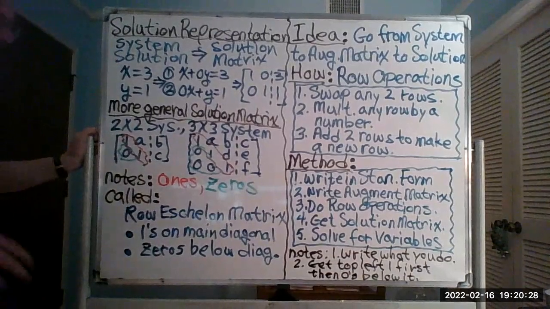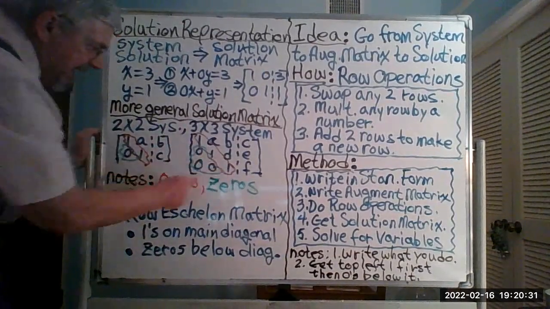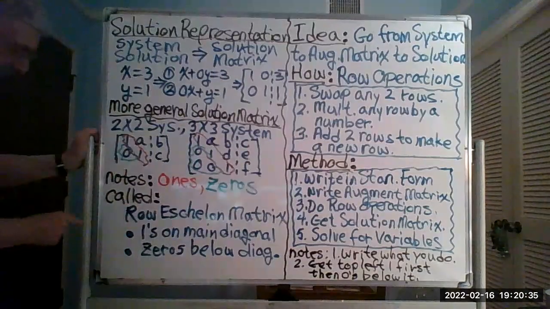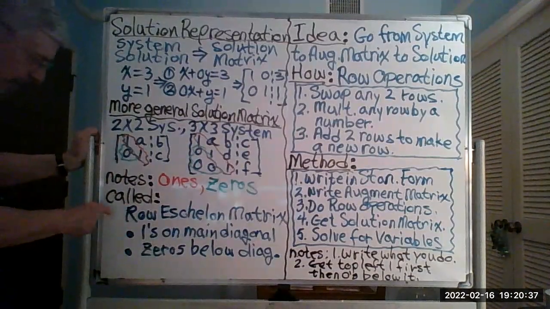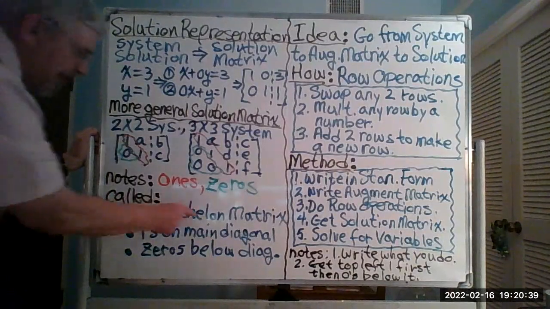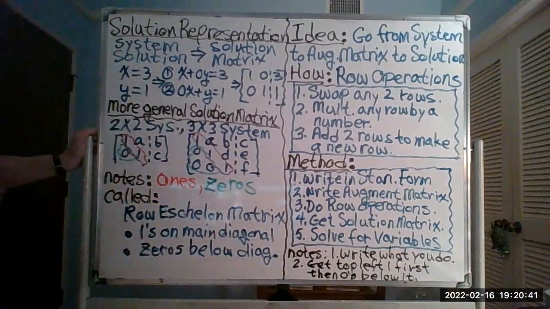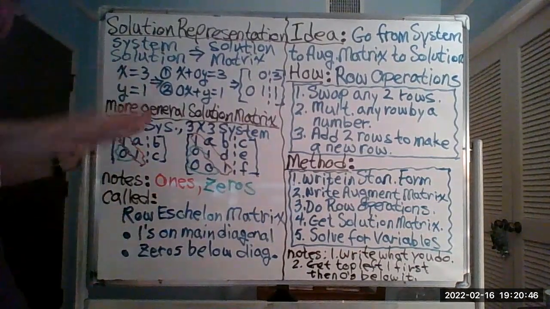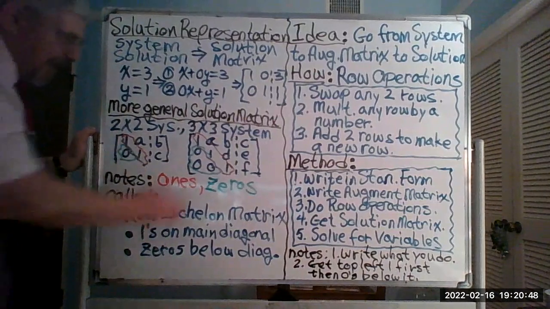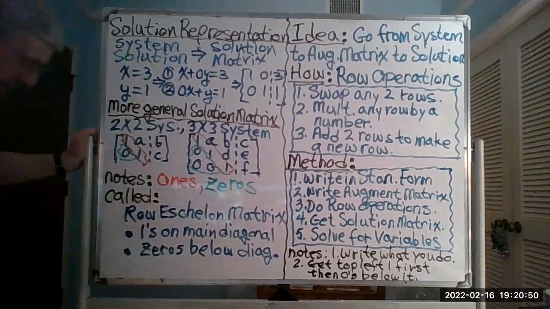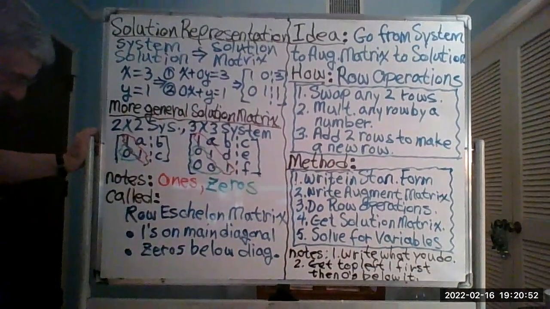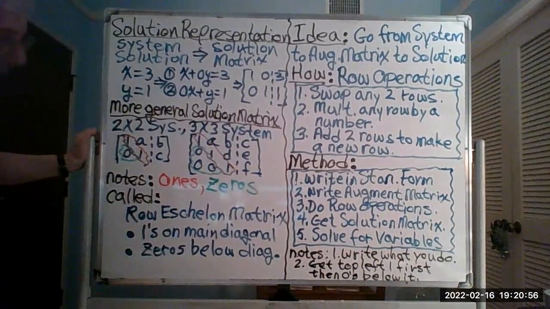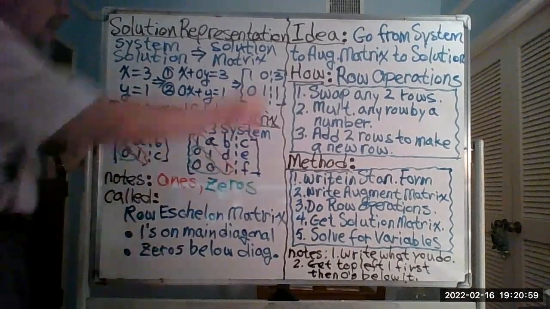The whole point of this is you have ones on the main diagonal, zeros below it. So this is called a row echelon matrix. Echelon just means they're at an angle. So the ones are at an angle. A row echelon matrix is where the ones are on the main diagonal and zeros are below the diagonal. Okay, going up to the top of the next column.